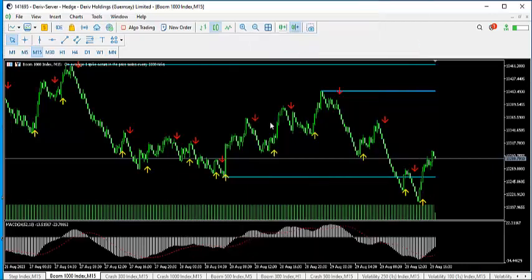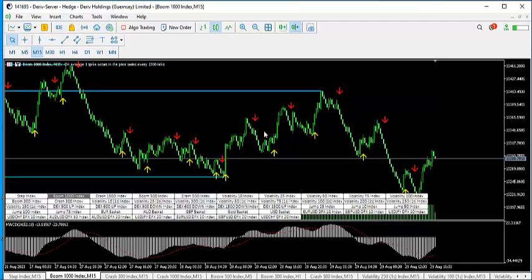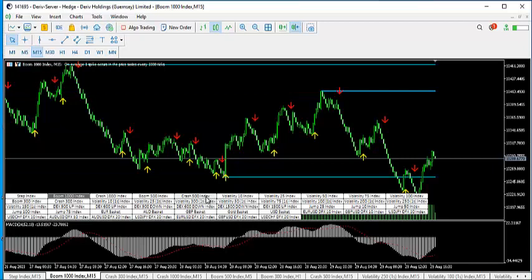Okay, let's try and look at another. This is Boom. Let's look at Crash. Let's look at Crash 500, for example.